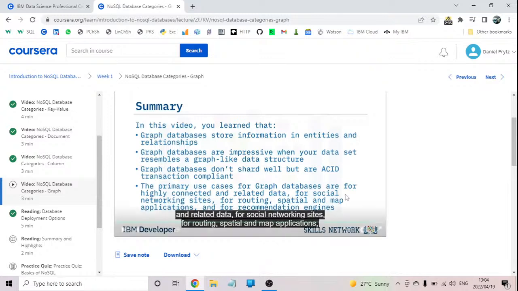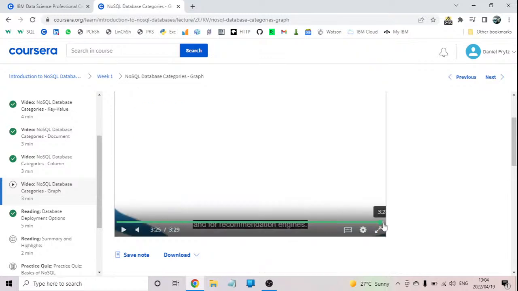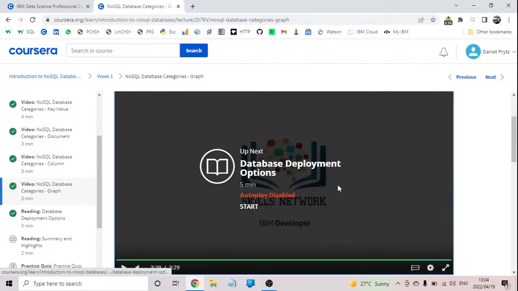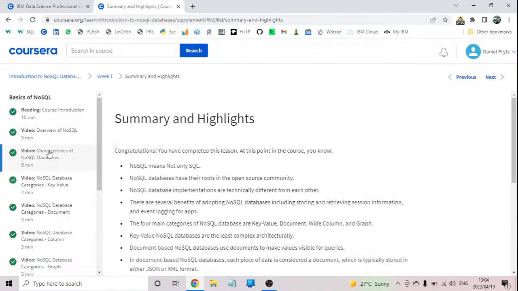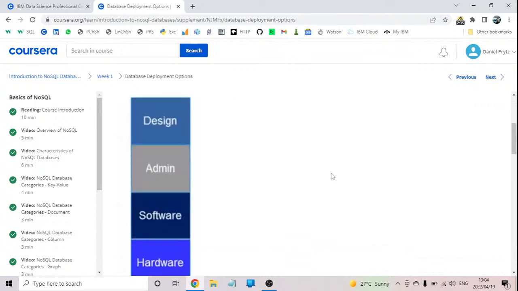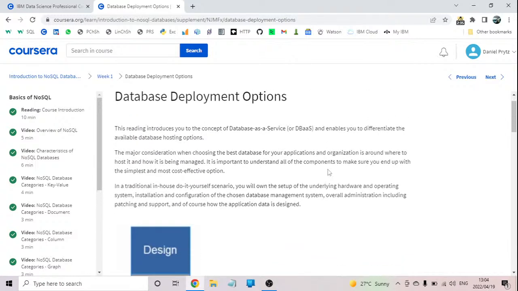Now we do a reading. Oh, is this not recorded as done? Hang on. Okay. All right, let's move on to summary and highlights. Sorry, this is the wrong thing. Databases and deployment options. Okay, here we go.